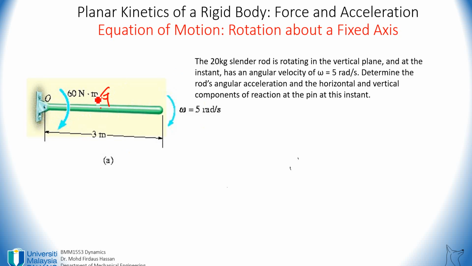So while it rotates, you know that it will experience what? AT and AN. So that's what you have to know. Basically, in this problem, we have to draw two things: FBD and kinetic diagram. So FBD, anything about force and moment.